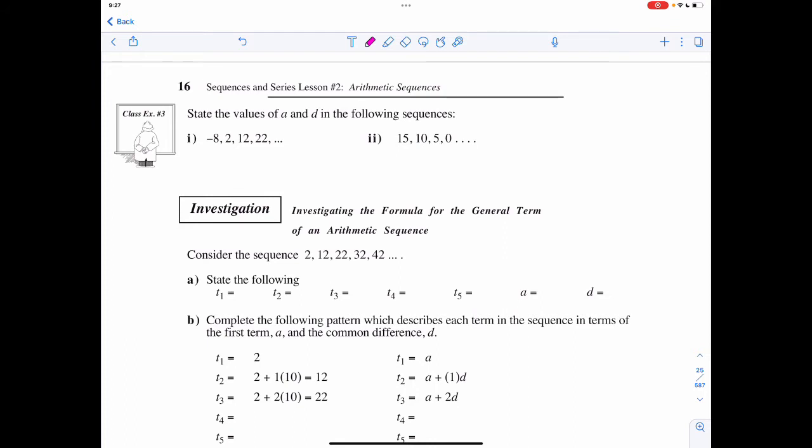So here where it says state the values of a and d, or in our case, T1 and d, in the following sequences. My first term that I'm given is -8. The common difference would be 2 minus -8, or 10. For the second example, the first term I'm given is 15, and the common difference would be term 2 minus term 1, or -5.